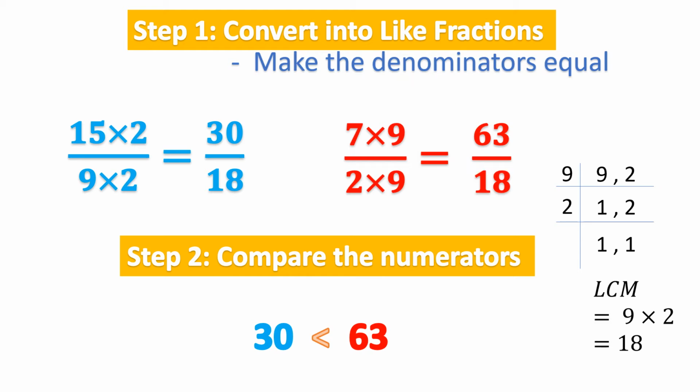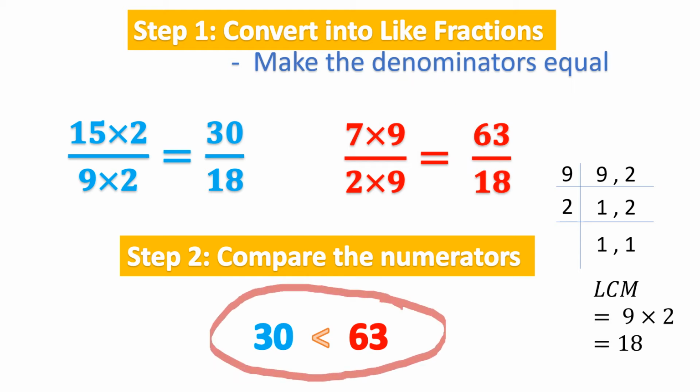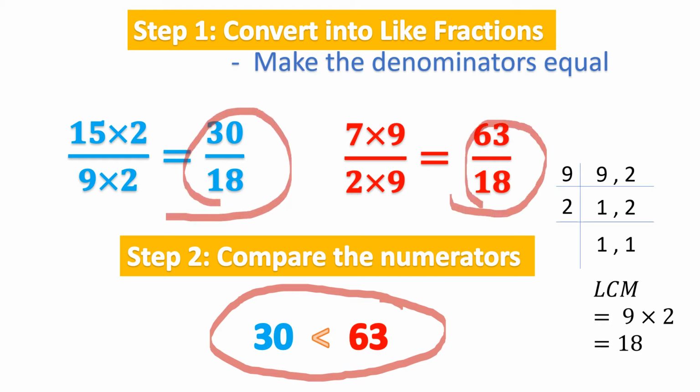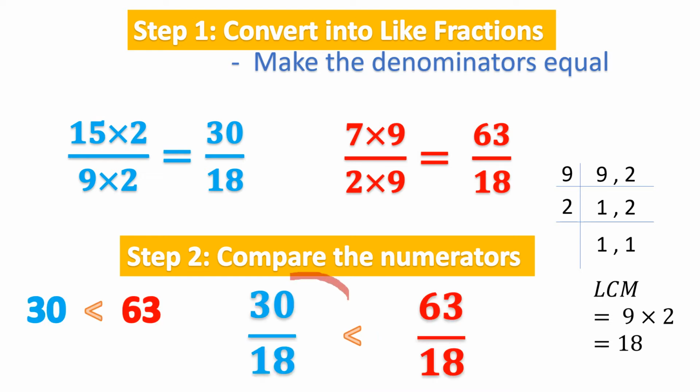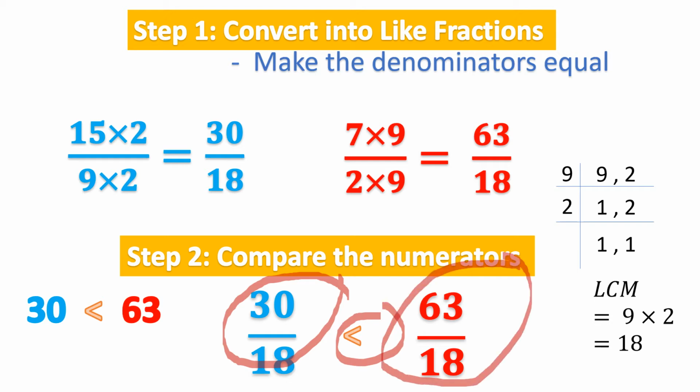So whatever the numerator is, if it's less than, then the fraction will also be satisfying that same condition. Since the denominators are equal, we don't have to look at the denominators. So here, since 30 is less than 63, we can say that 30 by 18 is also less than 63 by 18. Got it? So since 30 is less than 63, 30 by 18 is also less than 63 by 18. So can you see?